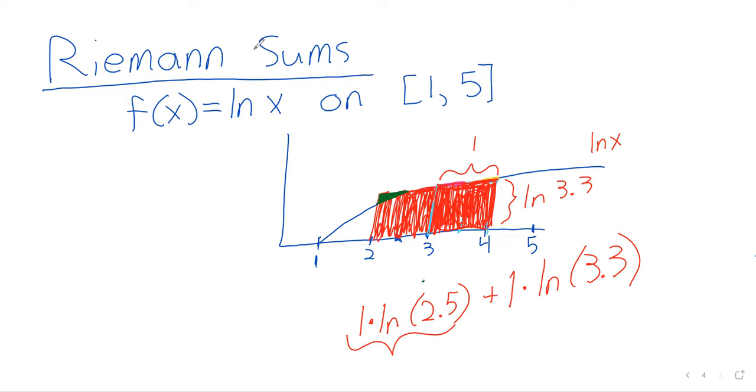Why would it be 3.3? Because to create this rectangle, I used the point midway between this 3 and this 4. So I used this midpoint, which is, what you were really asking was why not 3.5? And you're right, that was a typo. Thank you.